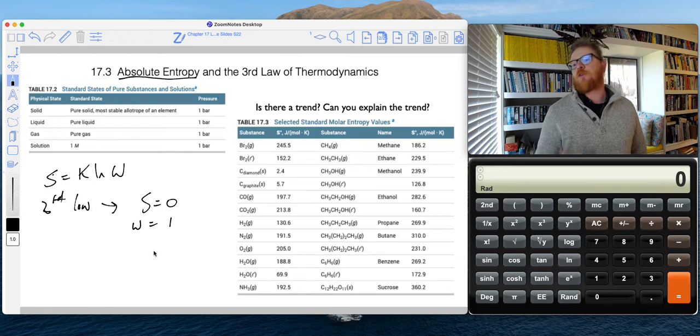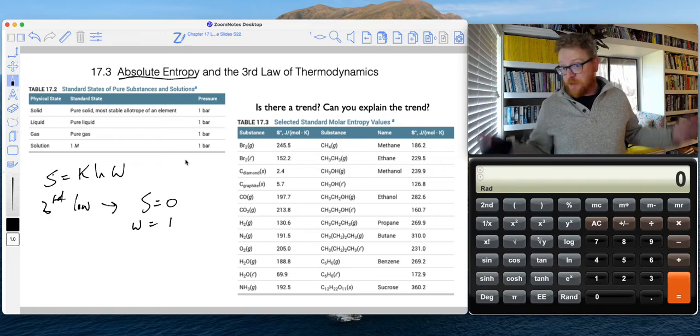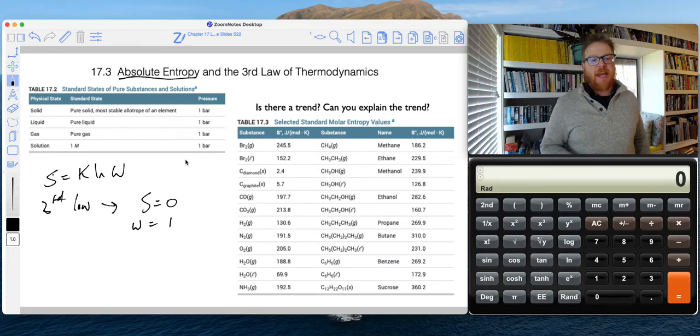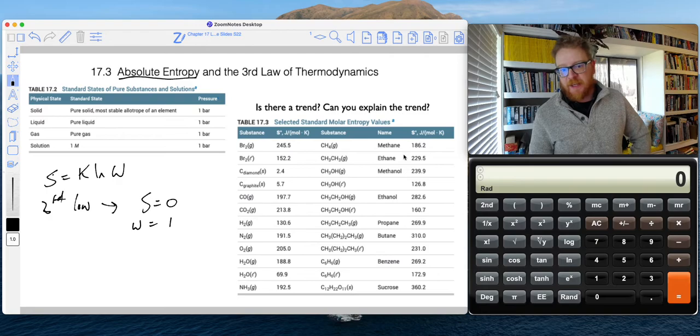As we then increase the temperature of our molecules to some standard state, for example, the standard state of a solid would be given at a pressure of 1 bar and the most stable allotrope of that element. For a liquid, similarly, for a gas, similarly, and for a solution, standard state is 1 molar. So as we build up from the third law, from 0 Kelvin up to these standard states, we then get our standard molar entropy, which is given in this table here.